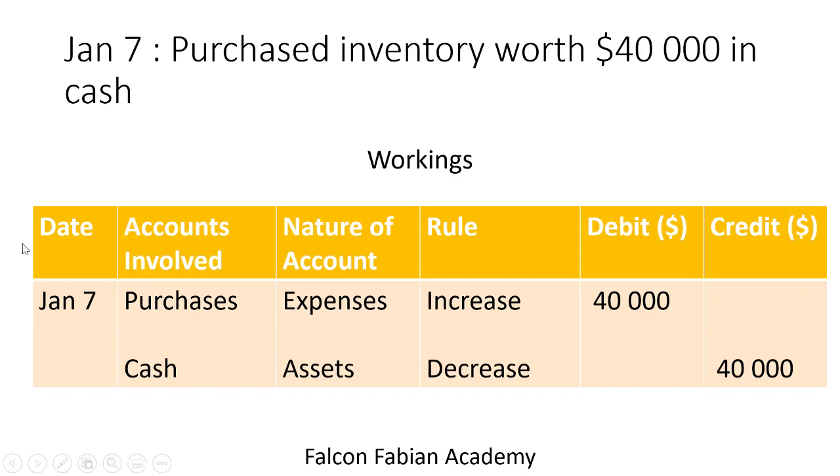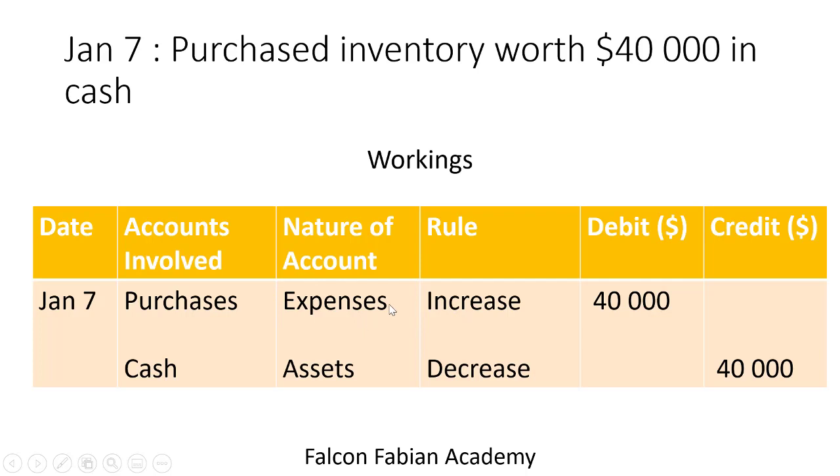Now let's do the working. So the date is January 7. The two accounts involved are purchases and cash. Now purchases is an expense for the business. The business is spending money. So it's an expense for the business. And when you purchase more inventory, in a way your expense is increasing. Therefore, there is increase in expense.